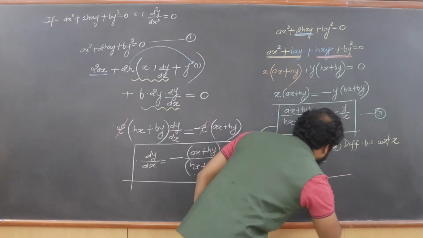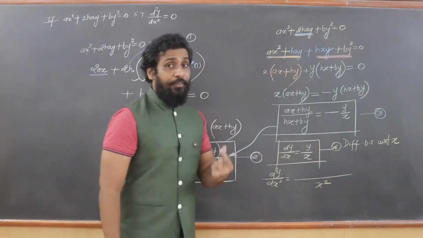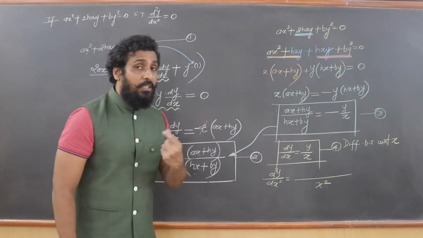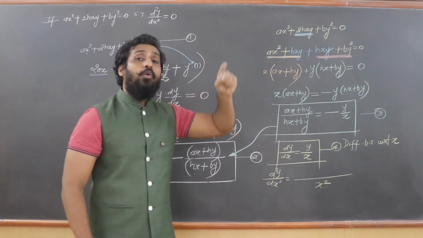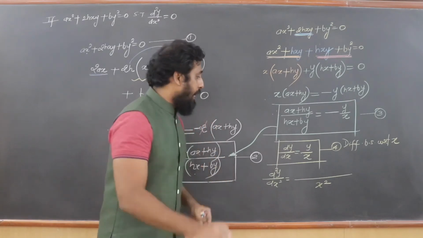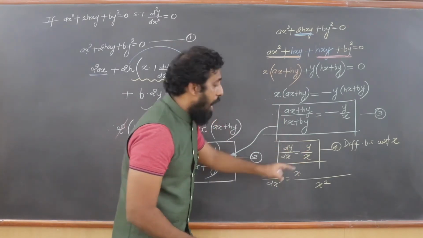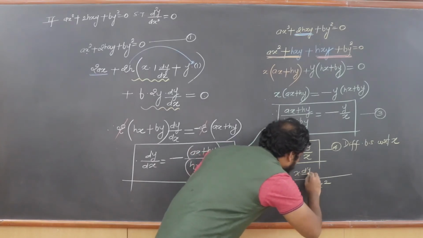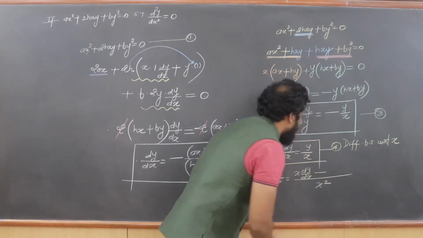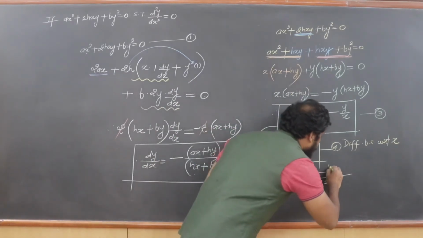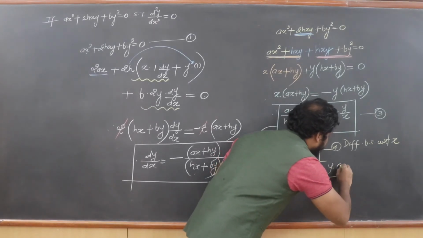So we know that the denominator becomes x square because v square is the formula. The denominator is v square. In the numerator you get v du by dx. So v, which is x, and then the derivative of y, it is dy by dx, then a minus sign, and then y as it is, and the derivative of x, it is 1.